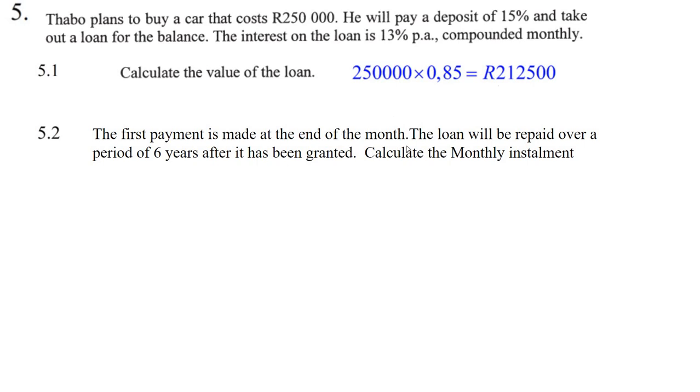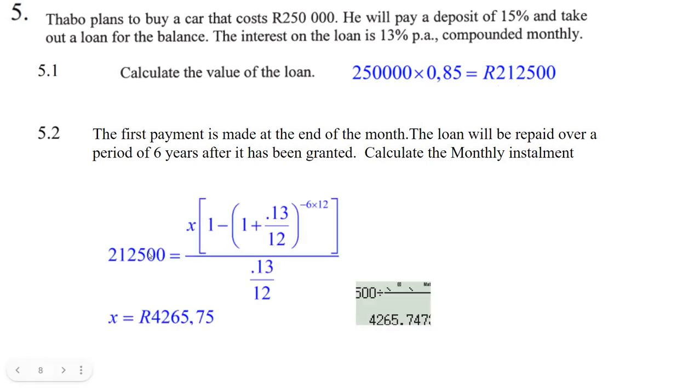Okay, the first payment's made at the end of the month. There's the interest compounded monthly. It's repaid over 6 years. It's just plugging things into the formula again, I think. That's the loan that you're going to take out. There's the loan, there's the interest, there's the 6 years, 6 times 12.